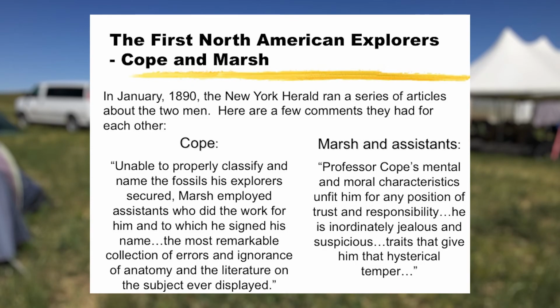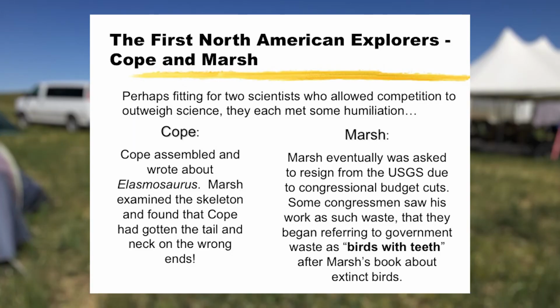Here's what Marsh said about Cope. Cope's mental and moral characteristics unfit him for any position of trust and responsibility. He is inordinately jealous and suspicious, traits that give him that hysterical temper. They did have their failures. Cope assembled and wrote about Elasmosaurus. Marsh examined the skeleton and found that Cope had gotten the tail and neck on the wrong ends. Can you imagine how embarrassing that would be?